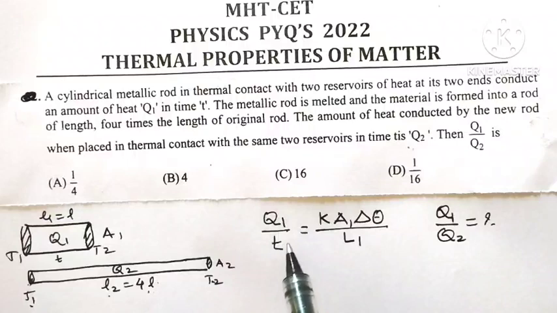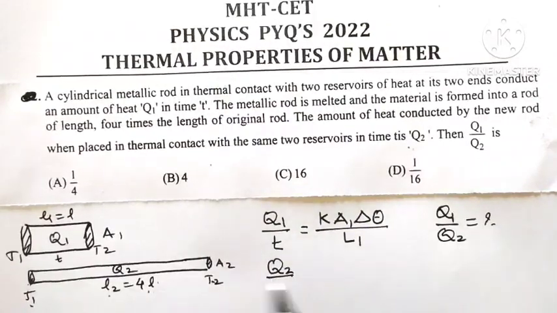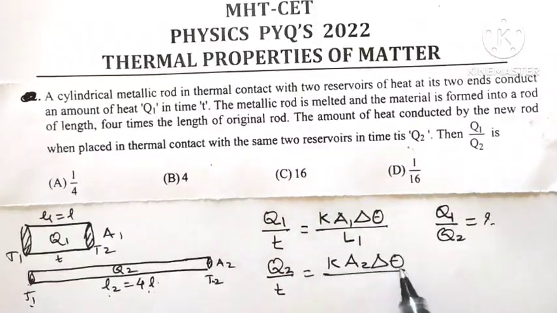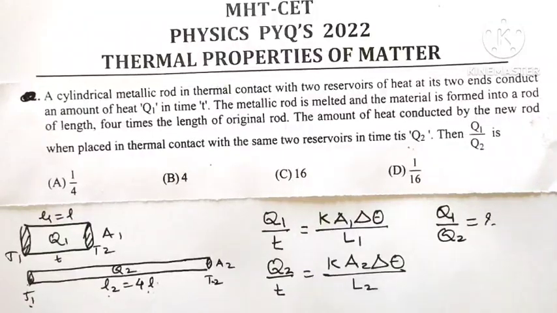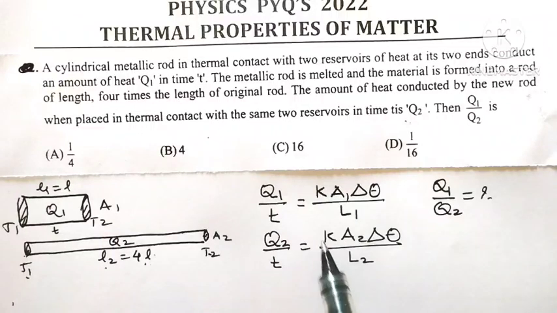So the rate of flow of heat in the first rod, Q1 by t, is equal to K A1 del theta upon L1. The rate of flow of heat in the second rod, Q2 by t, is equal to K A2 del theta divided by L2. Here the value of K is the same, because the coefficient of thermal conductivity is a property of the material of that rod.